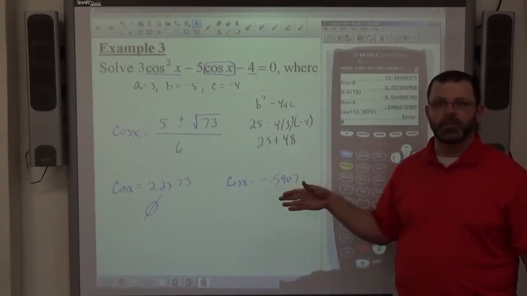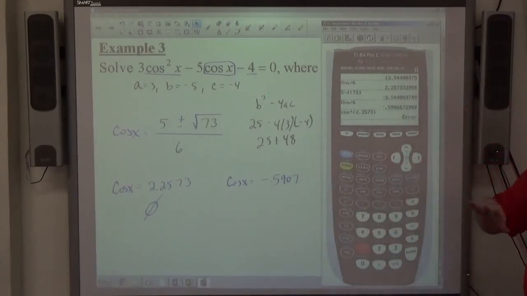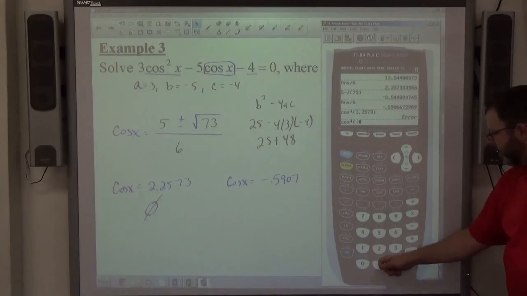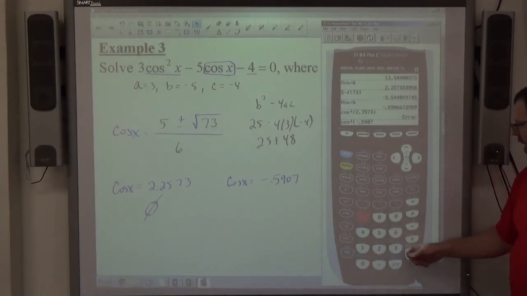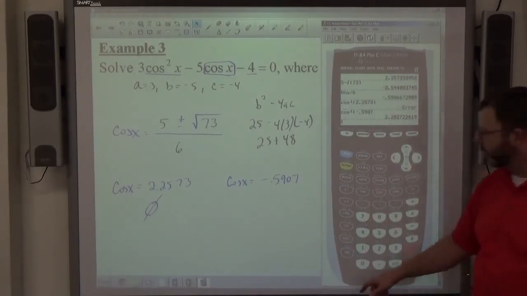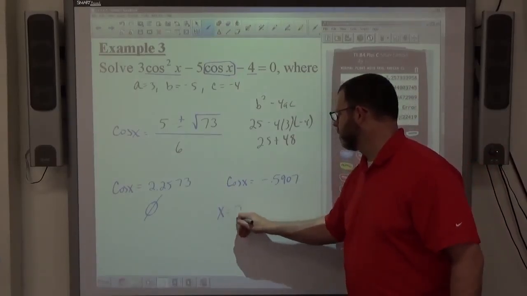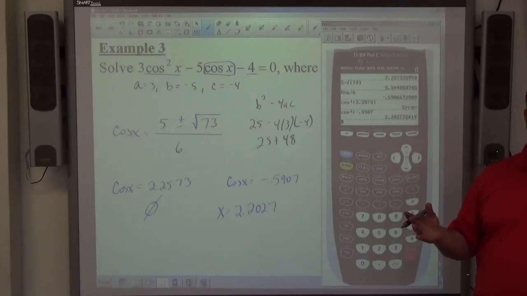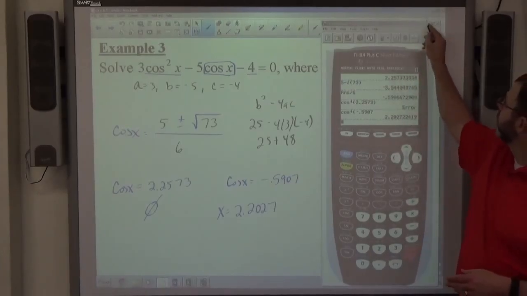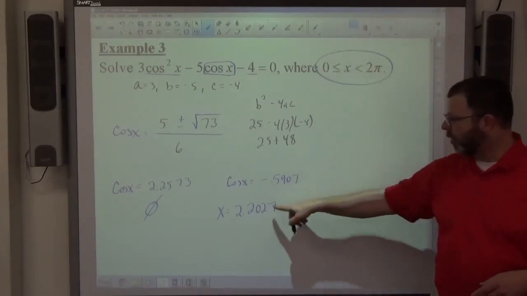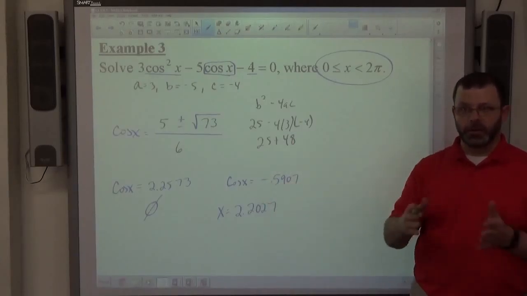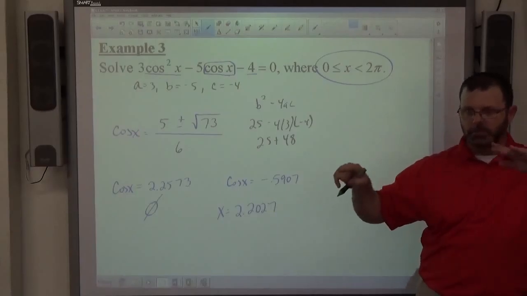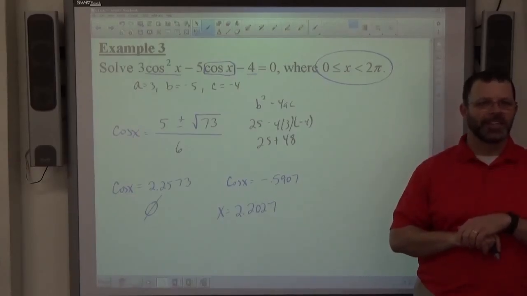That's not one of the answers on our sheet, is it? Not the 1/2, square root of 2 over 2, none of those. So if I do inverse cosine of negative 0.5907, I get 2.2027. Again, as far as that sheet's concerned, to get the answer between 0 and 2 pi, which is what they're asking me for, the inverse cosine button on the calculator only gives me the answer between 0 and pi. There's an answer over here also that we need to get.